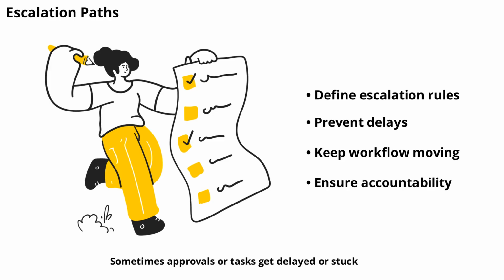Sometimes, approvals or tasks get delayed or stuck. That's where escalation paths come in. An escalation path defines what happens if a task isn't completed within a certain time frame. For example, if an invoice isn't approved within 24 hours, it might automatically escalate to a higher-level manager. This keeps the workflow moving and ensures that critical actions aren't missed.